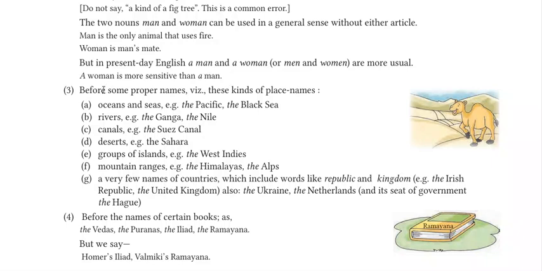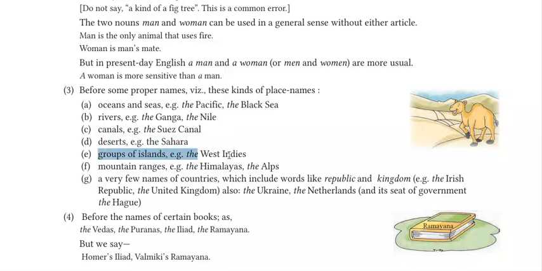Before some proper nouns, for example oceans and seas, we should say the Pacific Ocean, the Indian Ocean, and some seas, the Black Sea, and these kinds of things, right? Some rivers, the Ganga, the Nile, the Indus, the Ravi. With rivers, we have to use the definite article. And some canals as well, like the Suez Canal. Deserts, like the Sahara Desert, or any other desert.